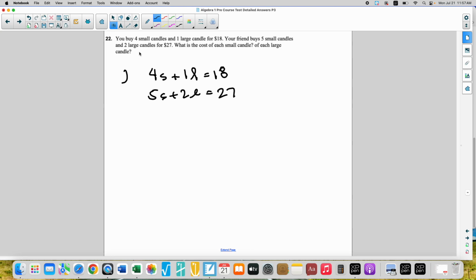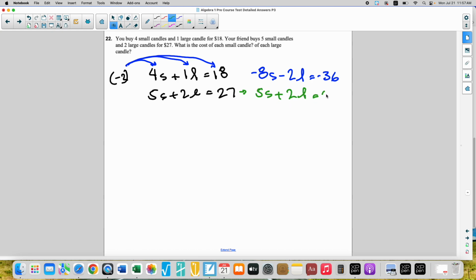I'm going to do canceling, and I'm going to multiply everything by -2. So that creates the equation -8s minus 2l equals -36. You have to multiply everything by -2 to create a proportional equation. And this one I'm just going to bring across. I don't have to multiply or manipulate it. That's 5s plus 2l equals 27.